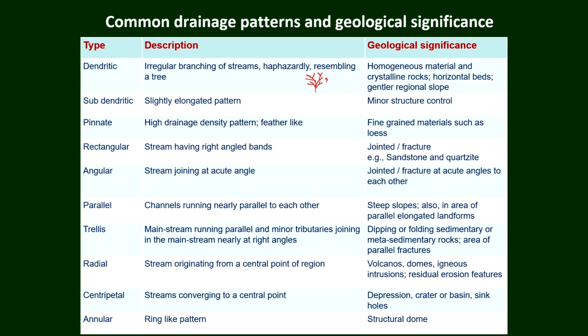And what information can you generate from this? That the material is homogeneous. If you have crystalline rocks, older harder rocks, and also horizontal beds, then you will see this, with a gentle regional slope. Then you have subdendritic, but if you see rectangular, for example, I will just talk about a few and the rest you can read again. Streams have a right angle bend. You will find that the streams are flowing with typical right angle bending.